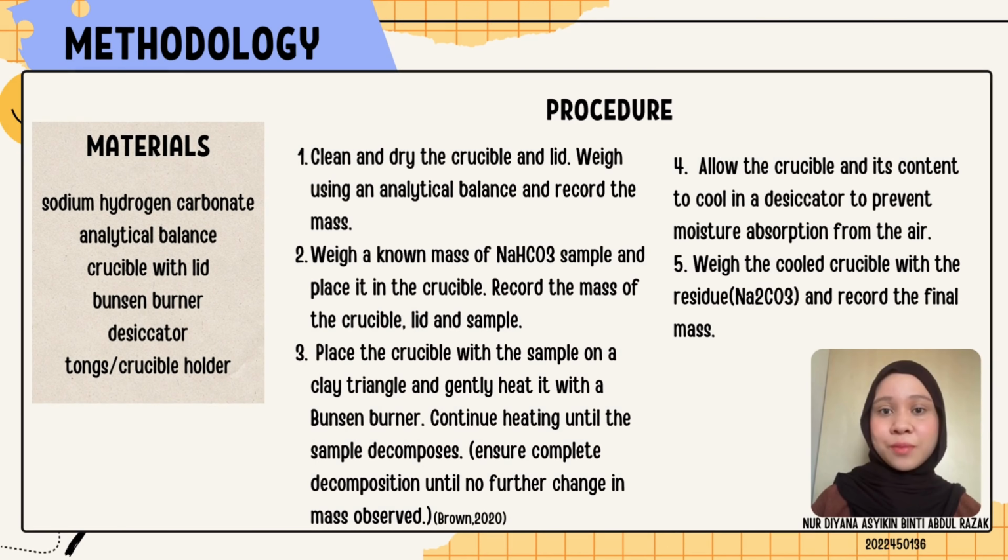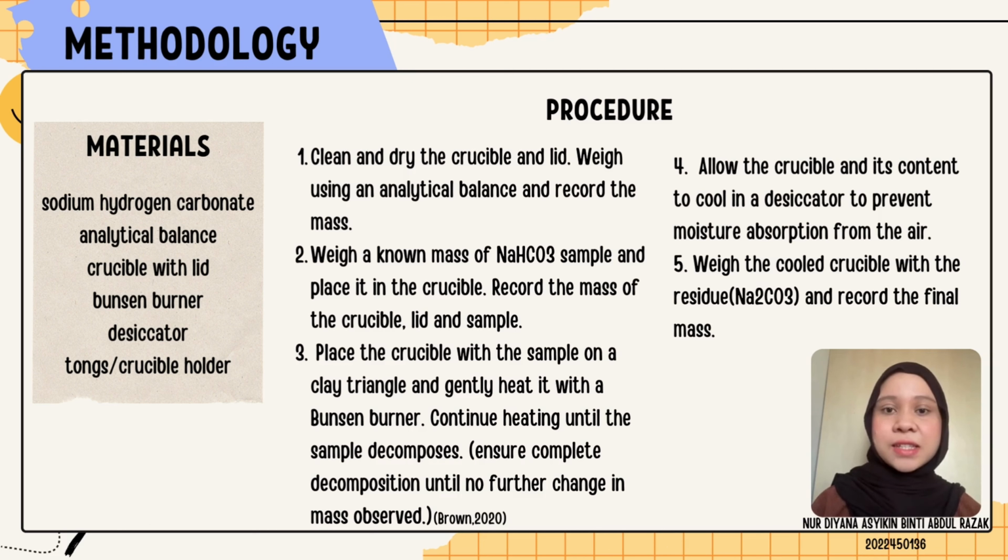And now we will be moving on to the methodology of the experiment. To start, the materials required in this experiment are sodium hydrogen carbonate, analytical balance, crucible with lid, Bunsen burner, desiccator, and tongs or crucible holder. The procedure to perform the experiment is, firstly, the crucible and lid need to be dry before being weighed using an analytical balance. Second, place a known mass of sodium bicarbonate in the crucible and weigh the mass.